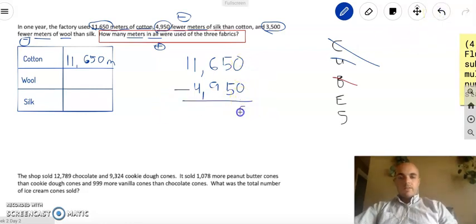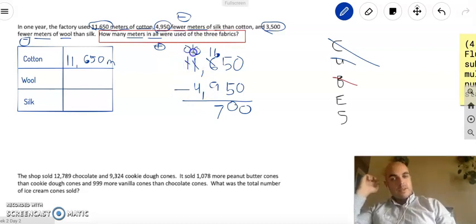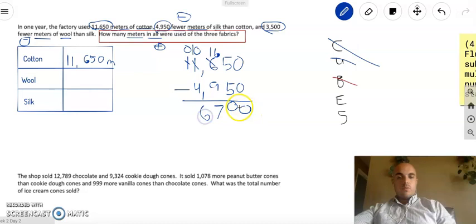Let's make that bottom line a little prettier. Perfect. 0 minus 0 is 0. 5 minus 5 is 0. 6 minus 9 I can't do. I have to borrow, making this 16. 16 minus 9 is 7. I cannot do 0 minus 4, so I need to borrow again. 0 becomes now a 10. 10 minus 4 is 6. 1, 2, 3, comma, 6,000. Oh, I'm sorry, this is supposed to be silk. See, I'm going too fast. 6,700 meters of silk.